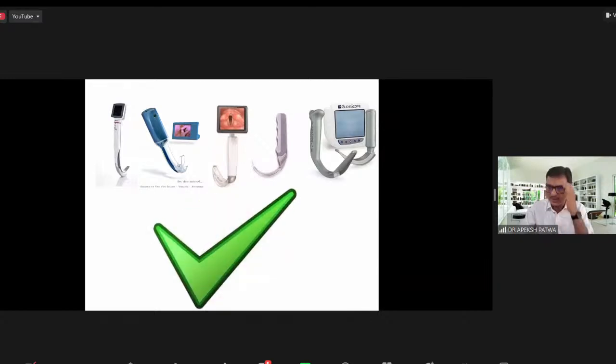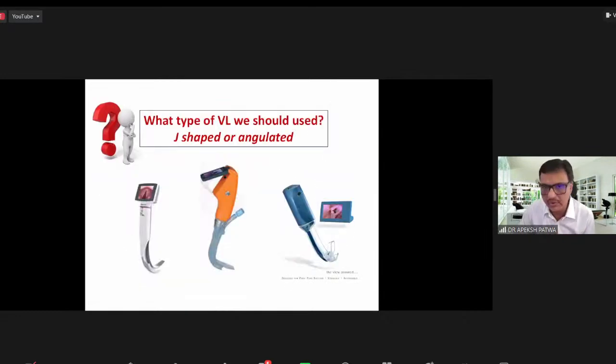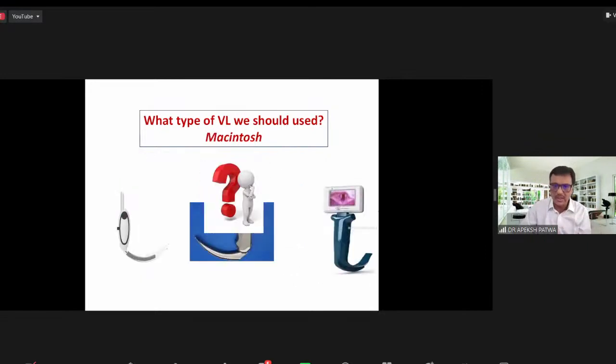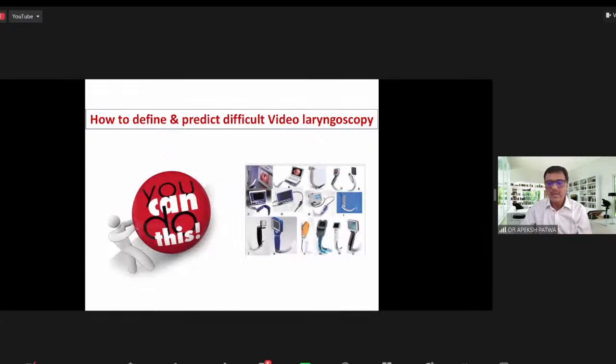But the important thing is where we are lacking: which type of video laryngoscopy do we use? Hyperangulated, angulated, channel, non-channel, Macintosh type? Which position should we use: sniffing, neutral, ramp? And we don't have definitive criteria to predict the difficult laryngoscopy. What are the criteria for predicting difficult laryngoscopy? There are criteria for laryngoscopy, not for predicting difficult video laryngoscopy. So we need to define those criteria.